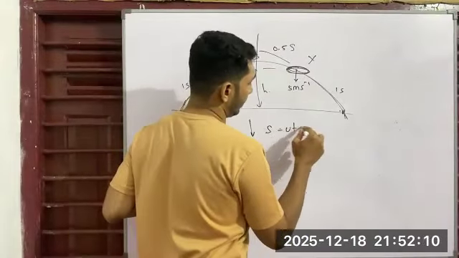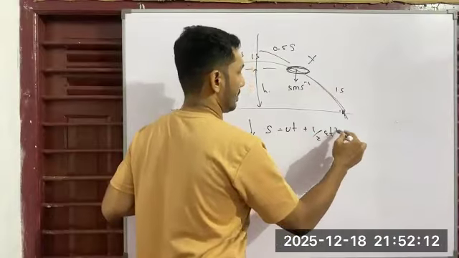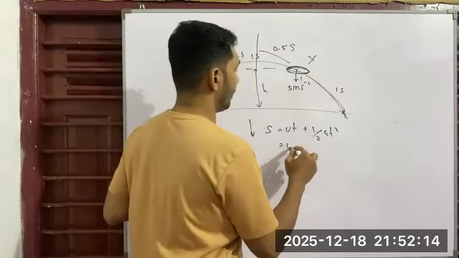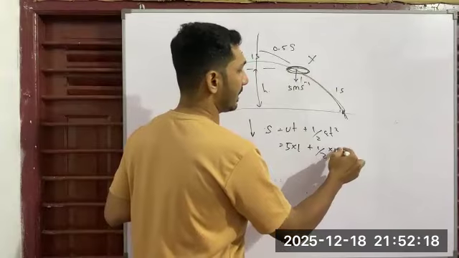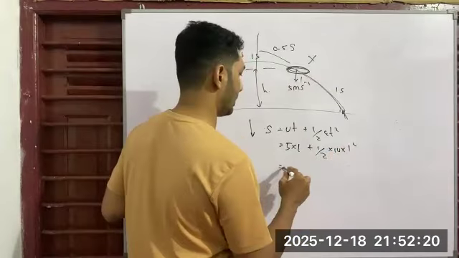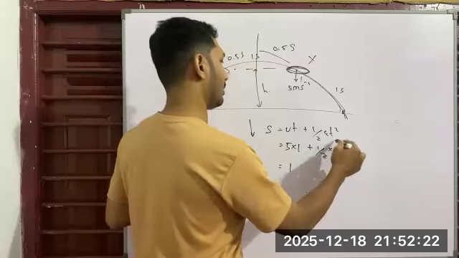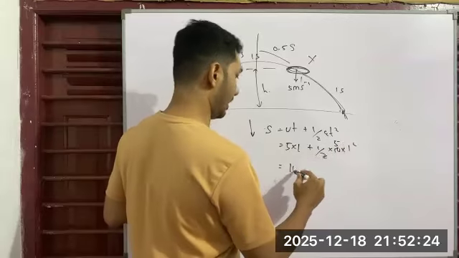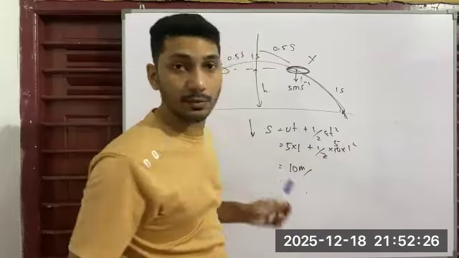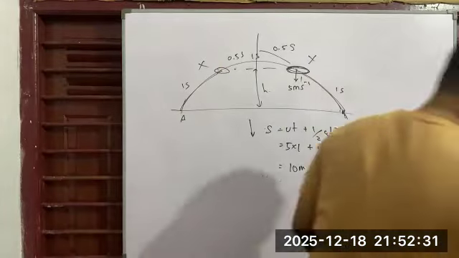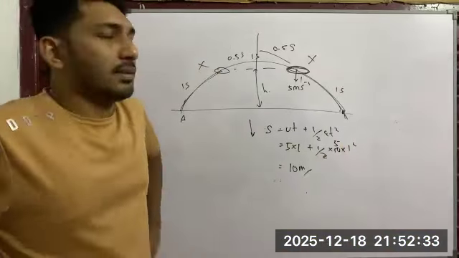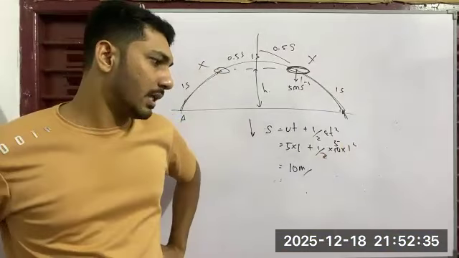This is equal to ut plus half a t square. u is 5, t is another 1 more second, plus half a is 10, t square is 1 square. So 10 meter. Correct answer is fourth one. Simple maths questions. Okay.